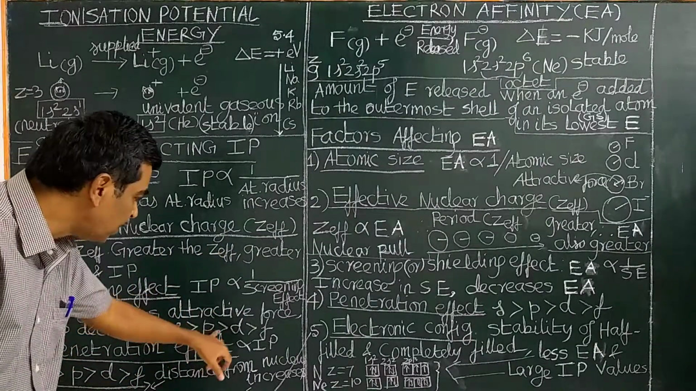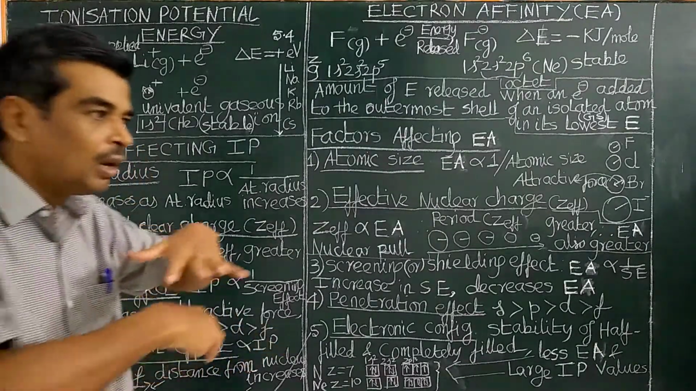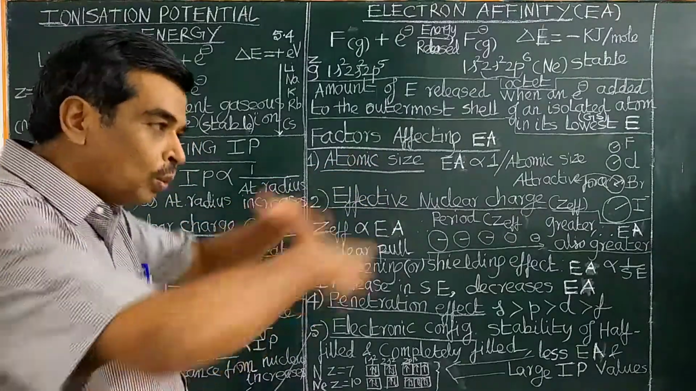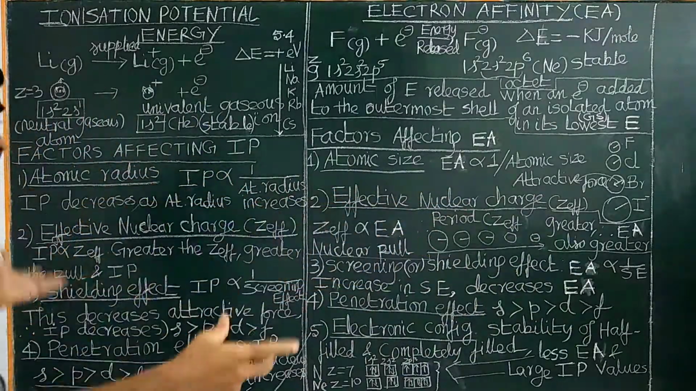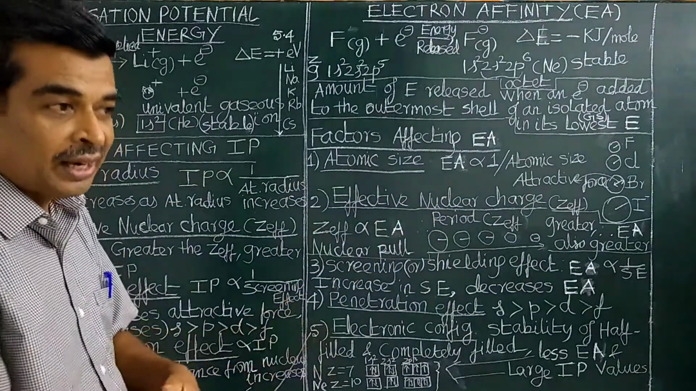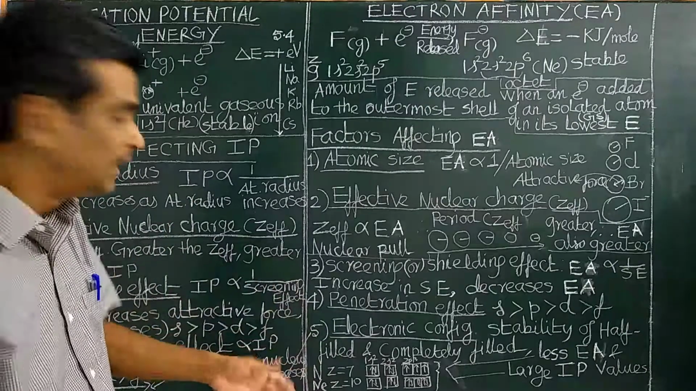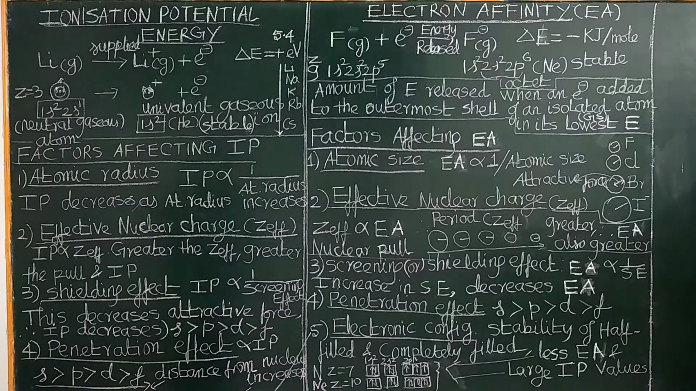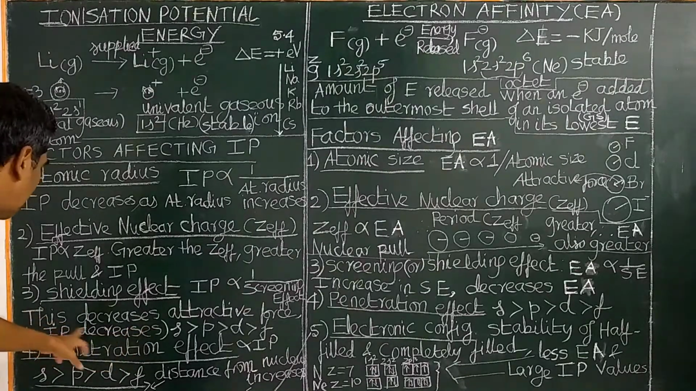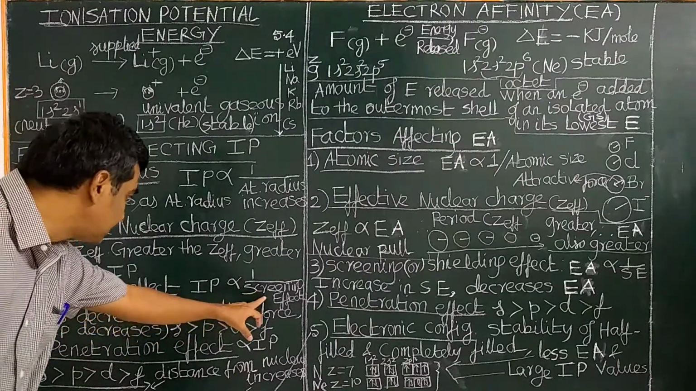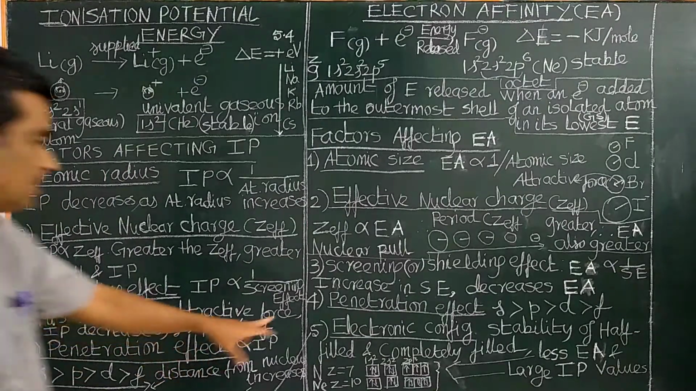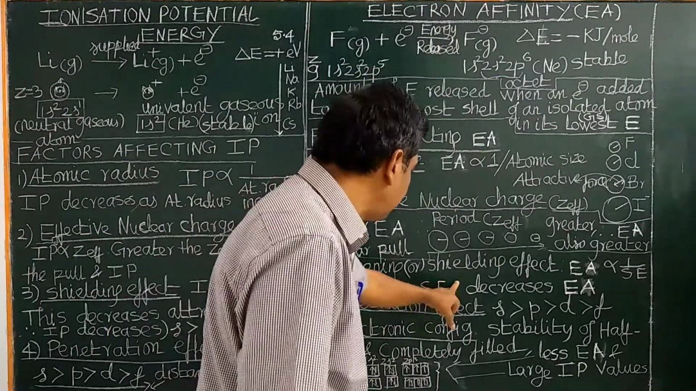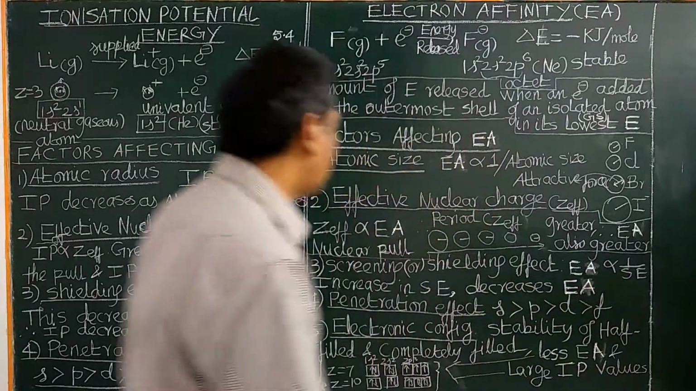Whereas in p orbital, d orbital, f orbital, the lobes are diffused. For example, in the case of f orbital, the lobes are diffused, so they cannot shield very much. We have seen earlier lanthanide contraction: imperfect shielding by f orbital electrons causes lanthanide contraction. We have seen this in the previous class. Therefore, as screening effect increases, ionization potential decreases. Similarly, as shielding effect increases, electron affinity decreases.